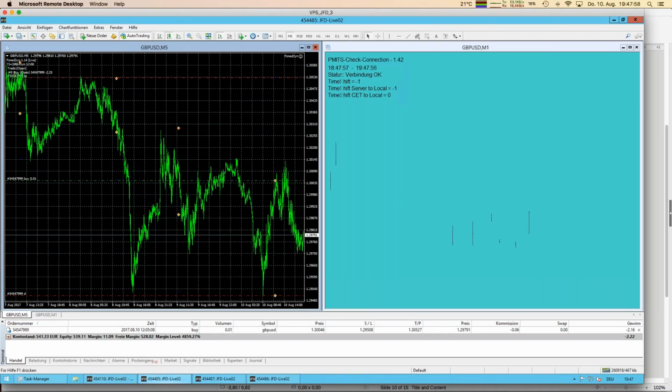Yeah, here we have the example. Today's trade, not working that well. This one is in the minus. This account is only 2 months old, I think.